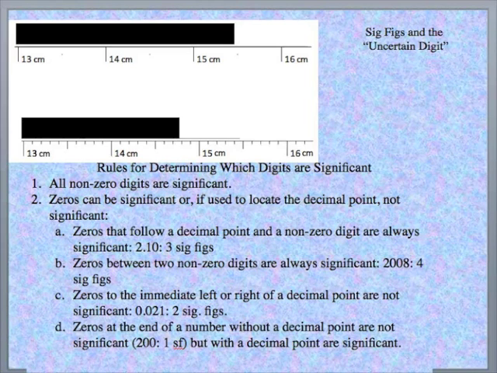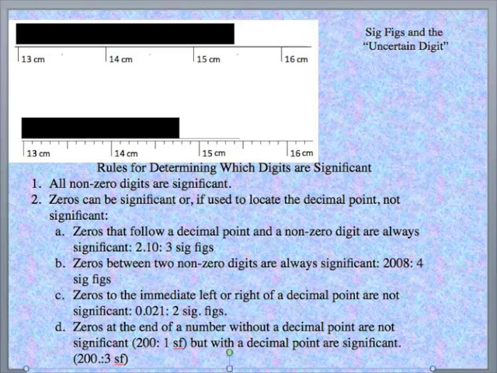Zeros at the end of a number without a decimal point are not significant, as in the number 200 with no decimal point showing. That's one significant figure. The zeros are not significant. They're being used to locate the decimal point. But the convention we'll use in this class, and this does vary from class to class, it's fairly arbitrary, is that if a decimal point is showing, then the zeros at the end of a number are significant. So for example, the number 200 decimal point has three significant figures, and the zeros are considered to be significant.